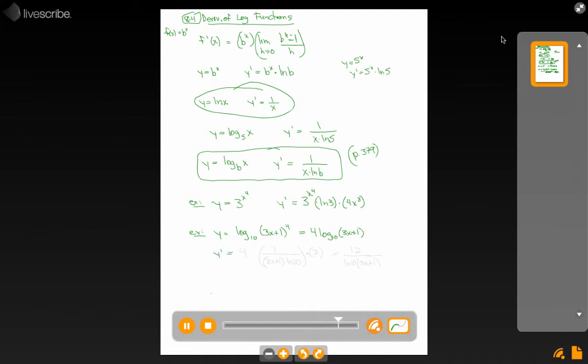So my derivative is going to be 4 times, now any log in this format is going to give me 1 over what's inside there. But this wasn't base e, it was base 10, so I have times natural log of 10. And then I have to say times the derivative of 3x plus 1, which is times 3. So I could write that slightly nicer to say this is 12 over ln 10 times 3x plus 1, but really not a lot of simplifying goes on with that one because there's nothing to cancel out.